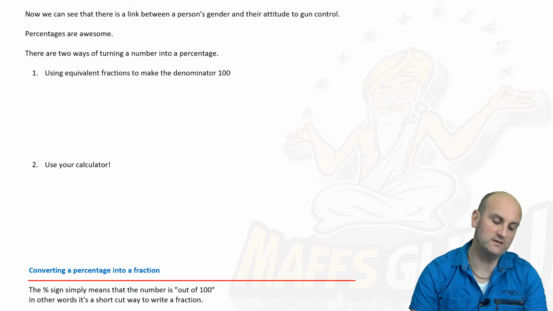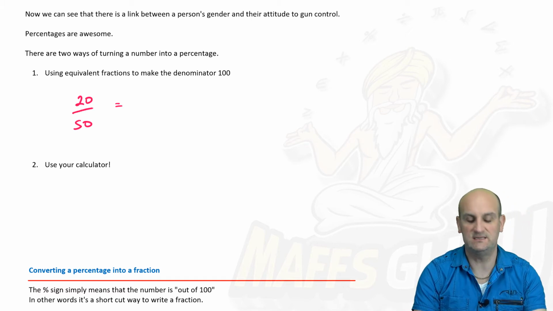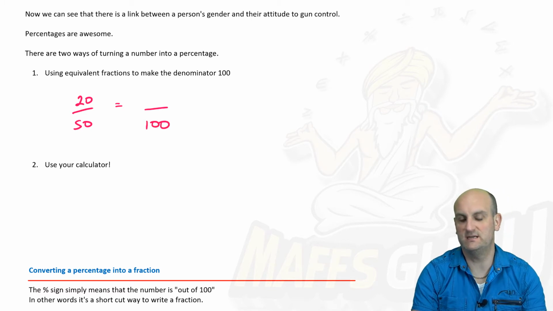So one of the ways we can do it is use equivalent fractions. So if I had 20 out of 50, for example, well, what I've just said is if we can make the denominator out of 100, then that's effectively what a percentage is.